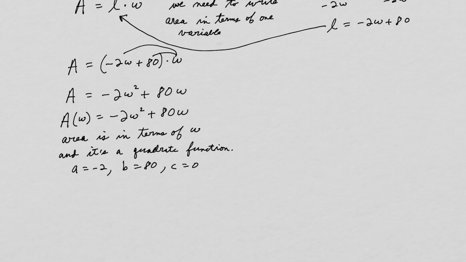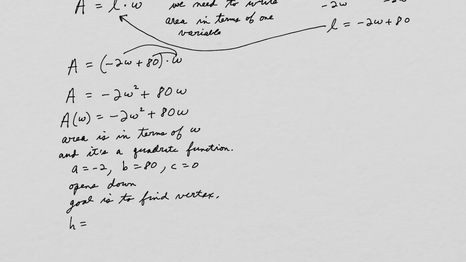But A equals negative 2 means it opens downward, which means it has a maximum. The vertex is going to be the maximum. So our goal here is to find the vertex. Okay, well, I can do that. First I'll find the H, which is really like the W component of the vertex.